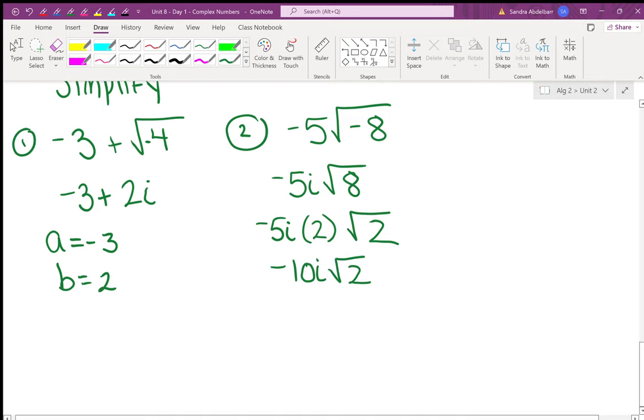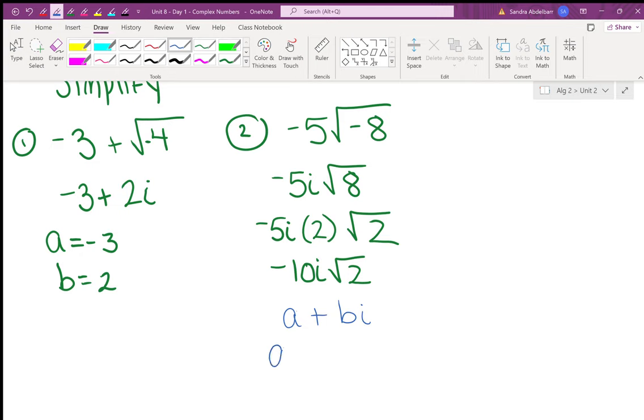In this scenario, I want to know what my a is and what my b is. Remember, the format is usually a plus bi. So what's the a, do you think? Matt? a is 0. Good. What's my b? b is negative 10 root 2. Do we all see that? Okay, great. All right, you all do this next one.